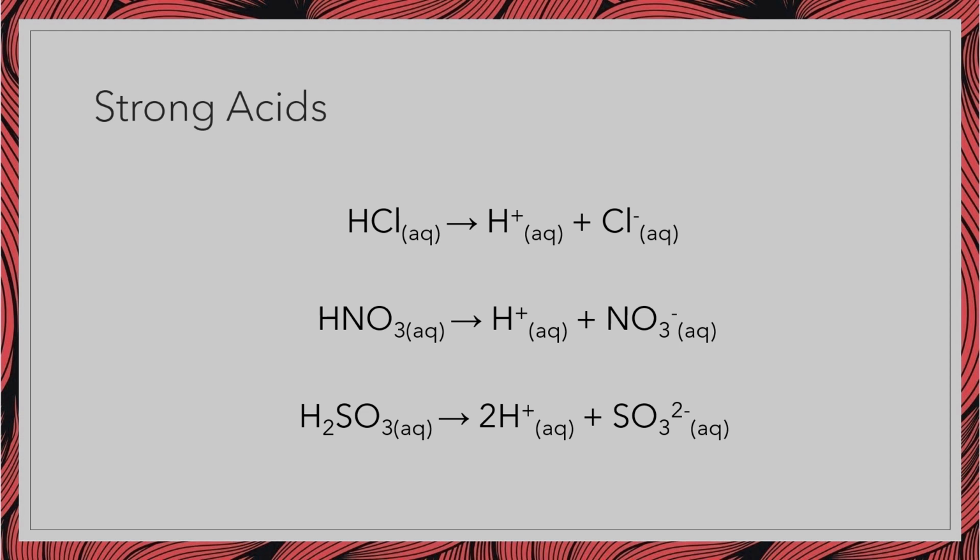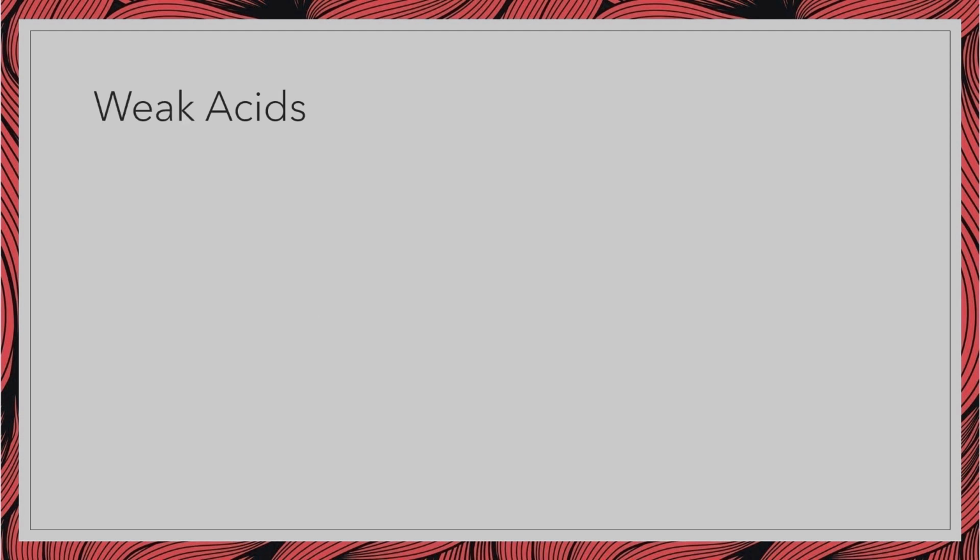So here's our strong acid. So we can see HCl completely dissociates into H plus and Cl minus. Nitric acid completely dissociates into H plus and nitrate. And sulfuric acid completely dissociates into the two H pluses and our, that's sulfurous acid. And that gives us SO3 2 minus, so sulfite.